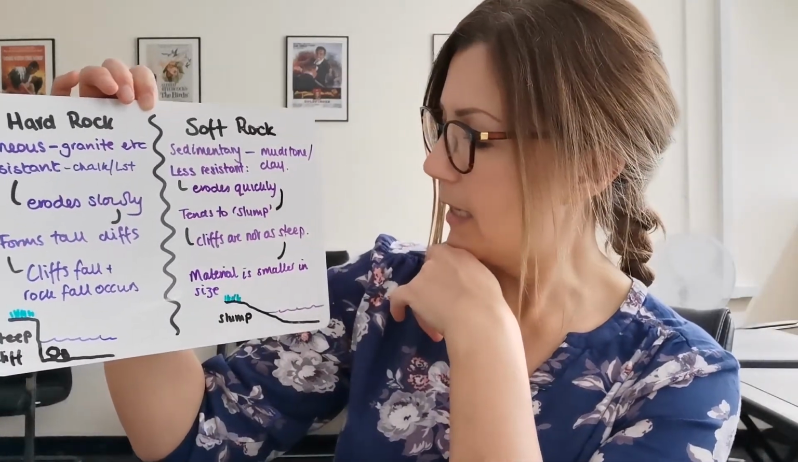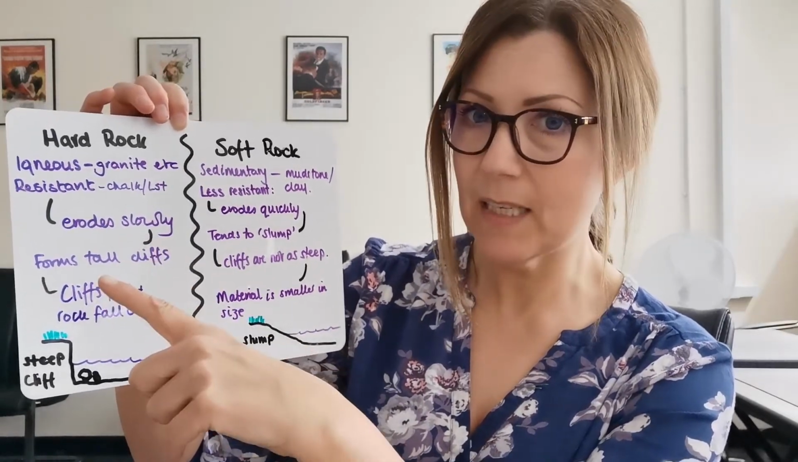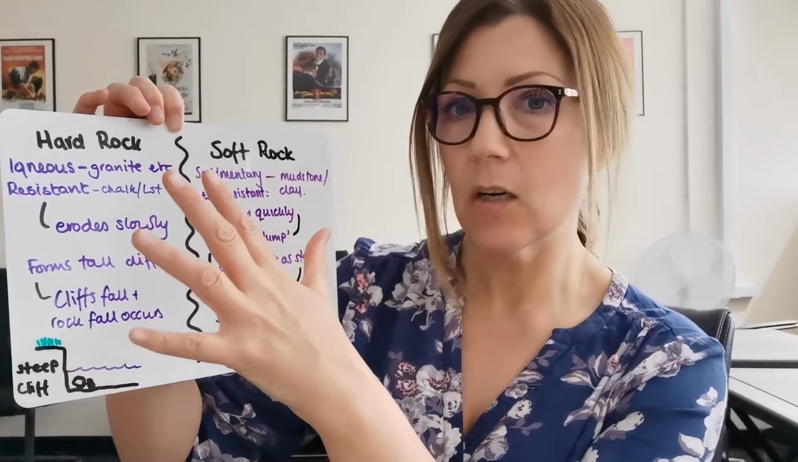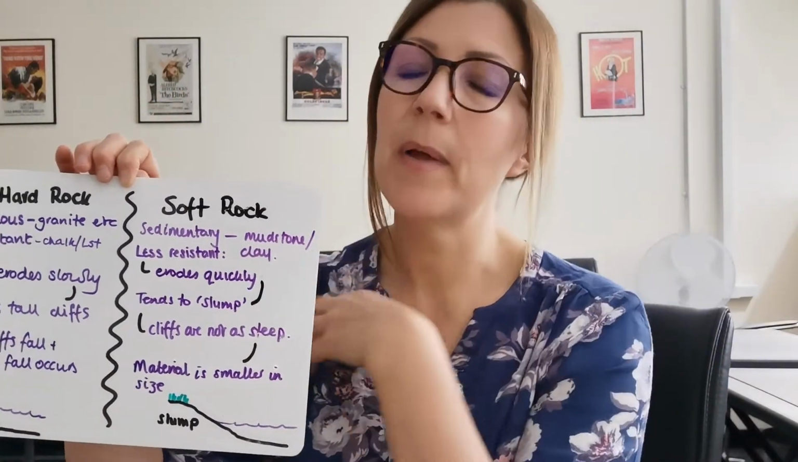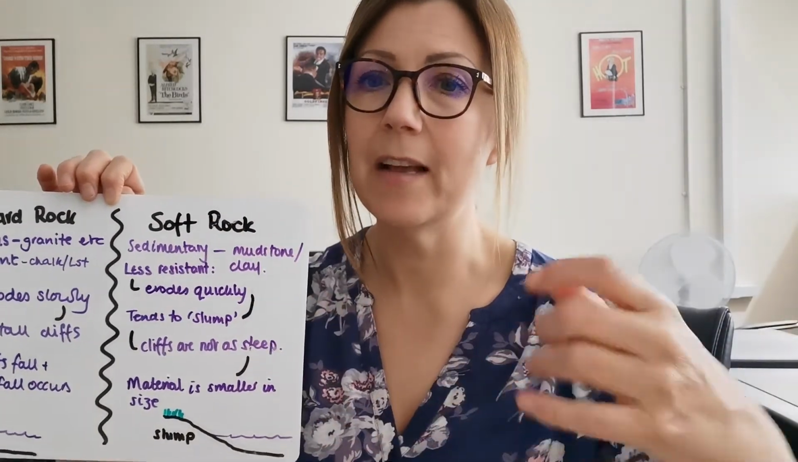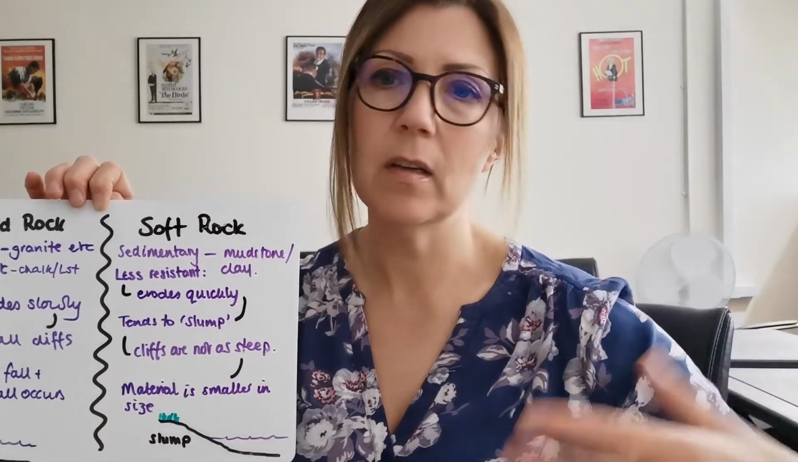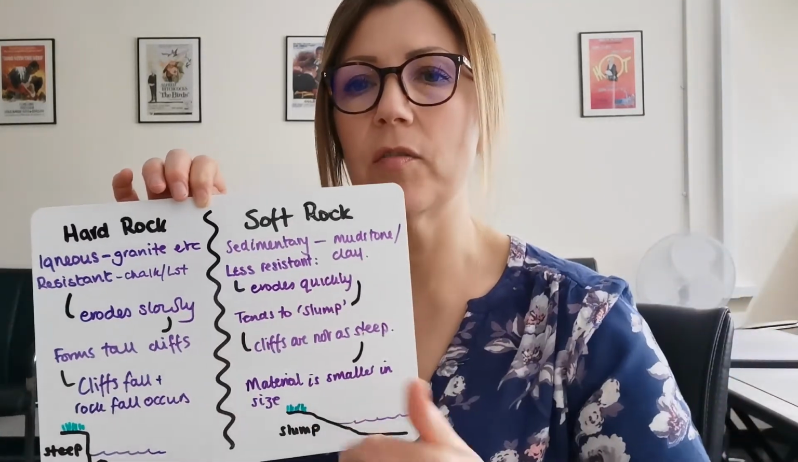So that is the difference between having a hard rock coastline where it is more resistant and we get things like cliffs, and a soft rock coastline where we get slumping and we get a lot of movement down the hill, and a lot of stuff at the bottom of the hill which can get washed away. So that's hard and soft rock coastlines.